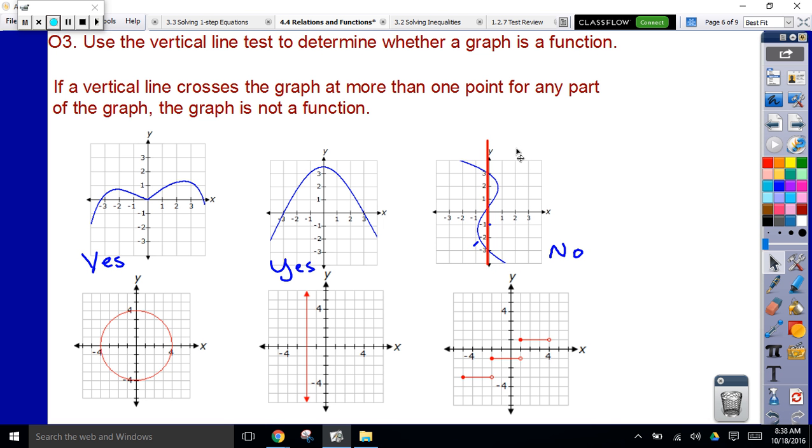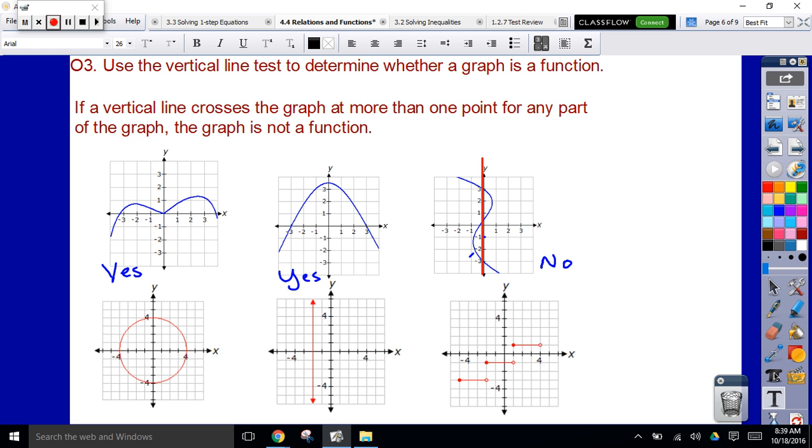All right, what about if we were to take the line across the graph of the circle? Bailey, would that be a function? No, it would not be a function. It would always touch the circle in 2 points at once.